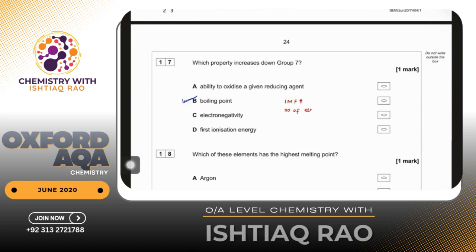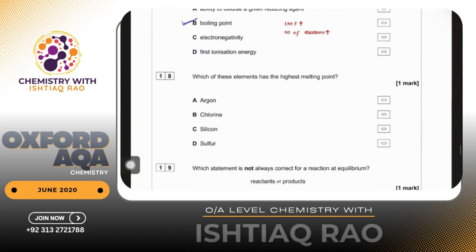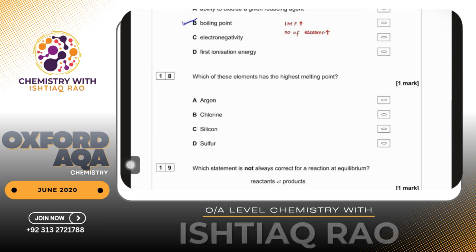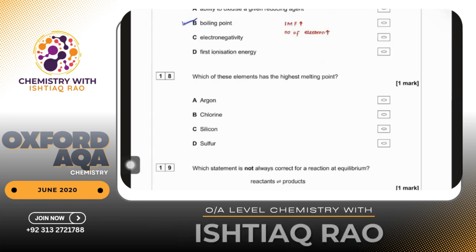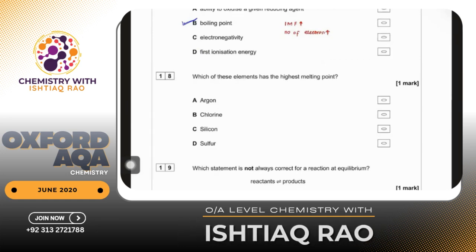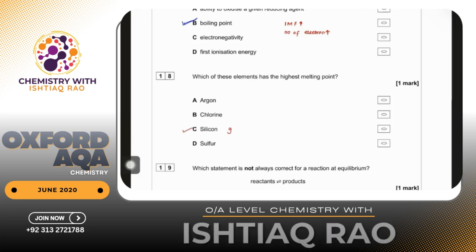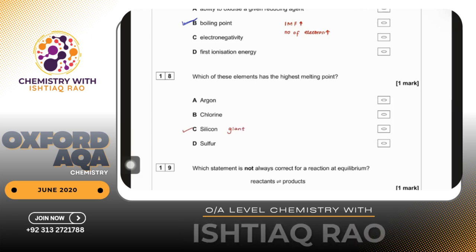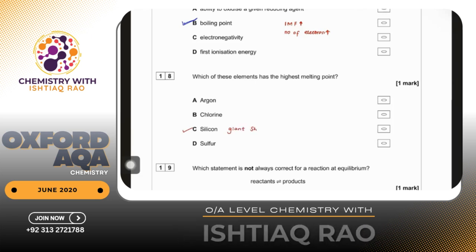Which of these elements has the highest melting point? So yes, it's very easy. It's a giant structure, a macromolecular structure.